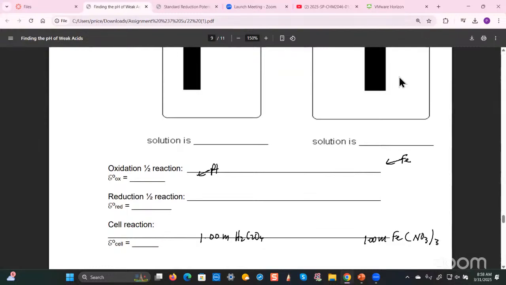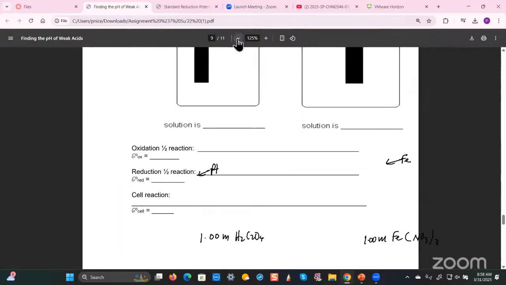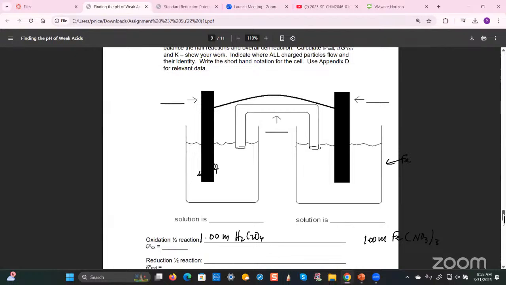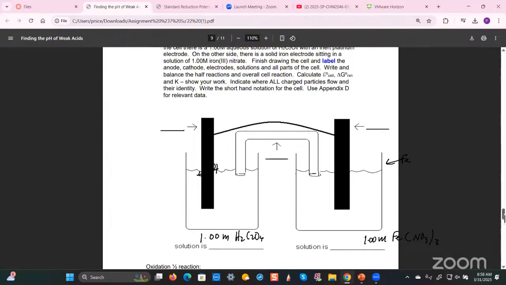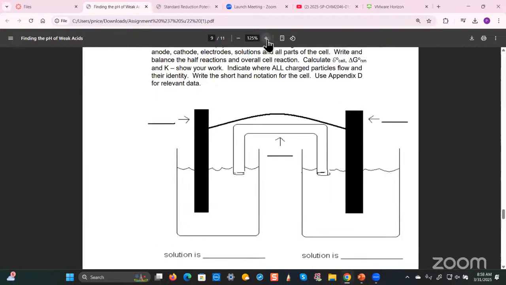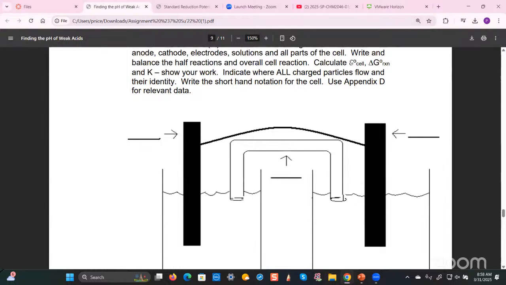You know what? Let me see if I can make this smaller. And let me do this. Nah. All right. You know what? Let me erase these here.